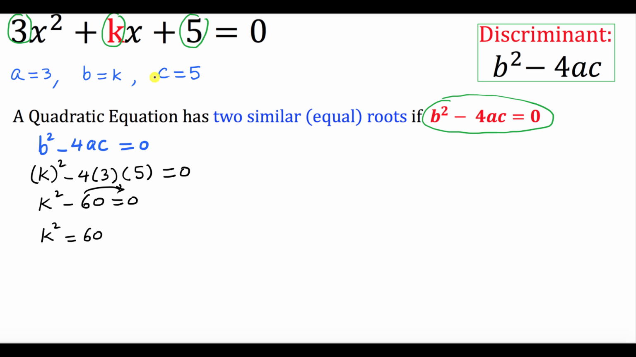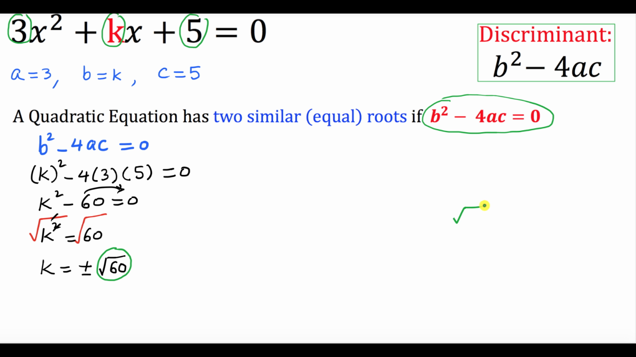Now I want you to undo this square of k. So we're going to take the square root on both sides. This square and square root undo each other. We got k equal to positive or negative square root of 60. So far so good. Let's go ahead and simplify this square root of 60.